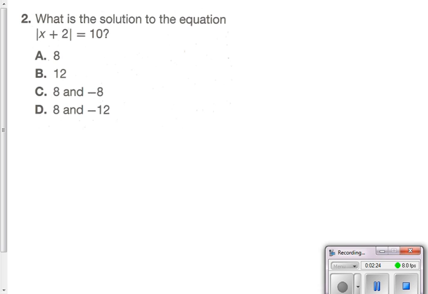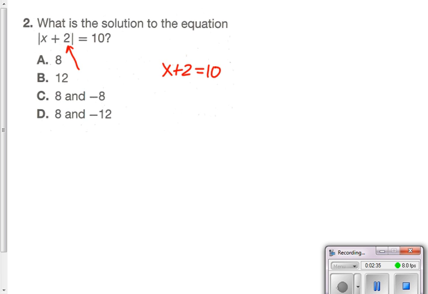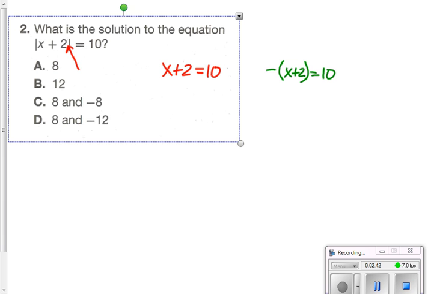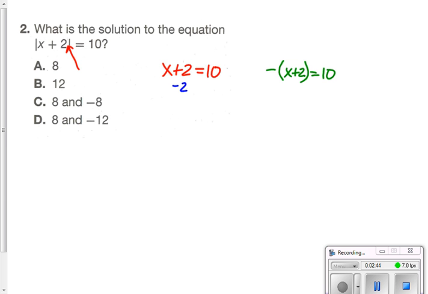First things first, check it out. The absolute value is isolated, so make 2 cases for it. Here are our 2 cases. There's our positive case, and there's our negative case. So go ahead and solve for x in both of these problems. Right here we're going to subtract 2 on both sides, and we have x equals 8.